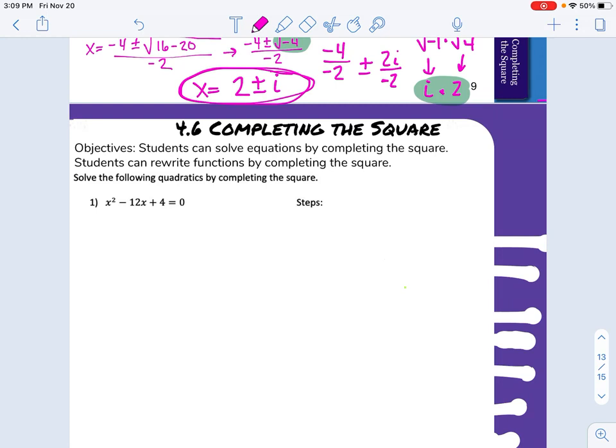So your objective today is you guys can solve equations by completing the square, and rewrite functions by completing the square. So we're going to solve these quadratics. I have the steps written off to the side here. We'll go through them. The first step is we always need to rewrite the equation for completing the square in ax squared plus bx equals c form.